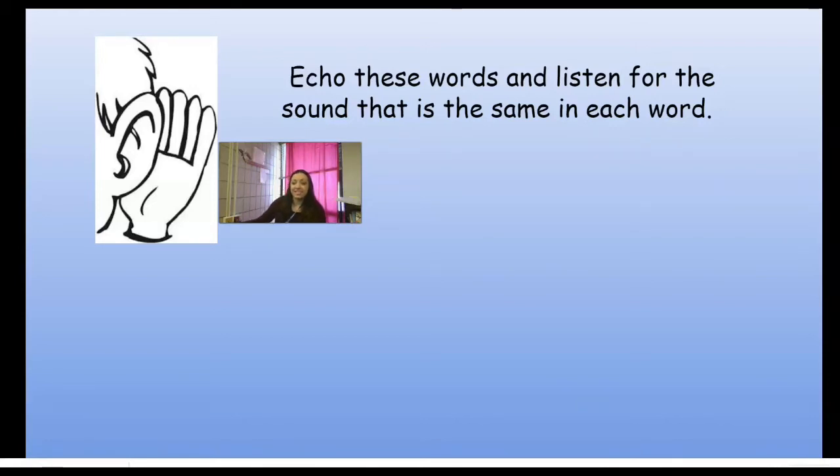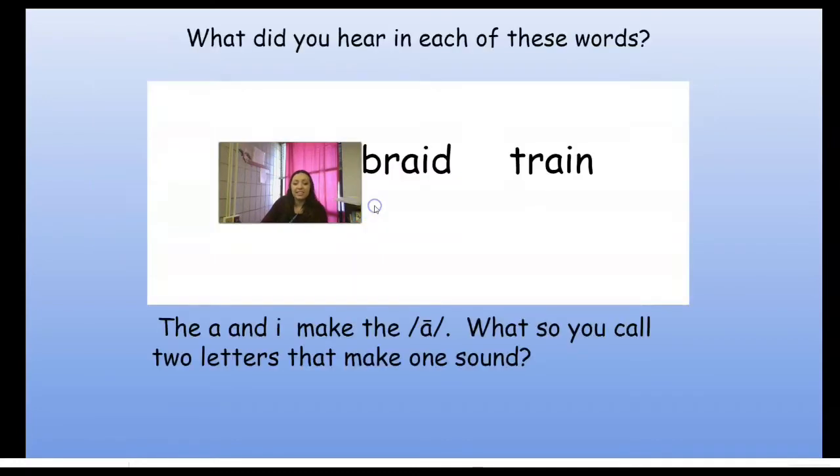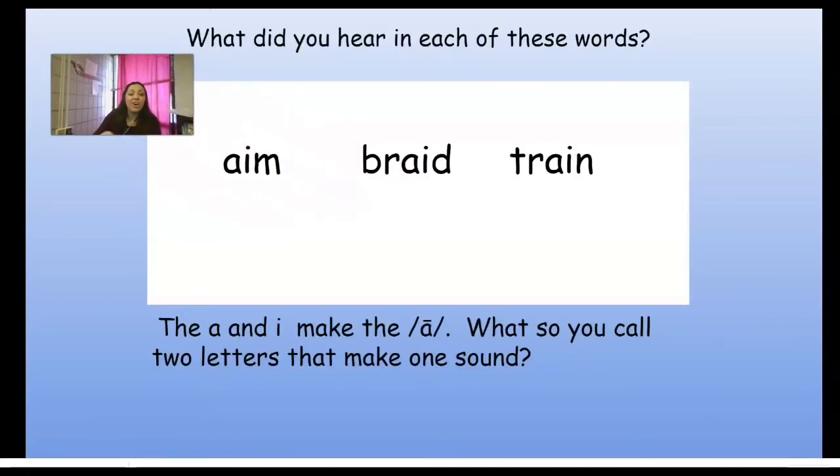Let's see. That's right. You hear the long A sound. So with the long A sound in that word, look at these words. Aim, aid, ain. What do you think is making that long A sound? That's right. It's the A and the I together. So this is one of our vowel teams.